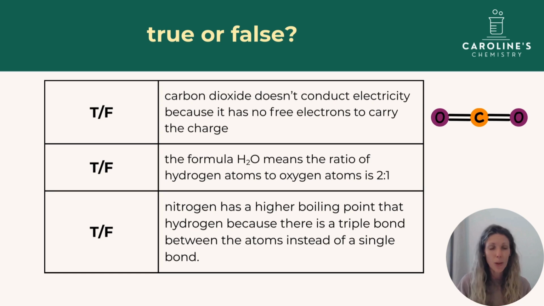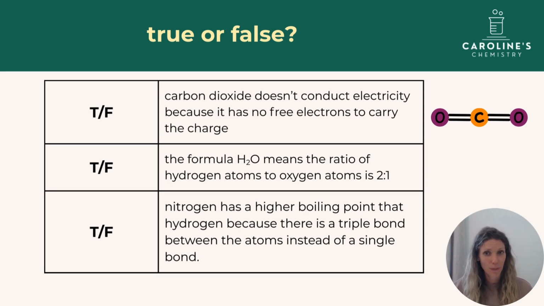Next one. The formula H2O means the ratio of hydrogen atoms to oxygen atoms is 2:1. Now, usually for most exam syllabuses, for this we would say false, because the formula H2O is referring to a molecule of H2O. And in one molecule of H2O, you have 2 hydrogen atoms and 1 oxygen atom joined together by covalent bonds. So yeah, we'd say that is false. And your actual answer is the formula means we have 2 hydrogen atoms, 1 oxygen atom joined by covalent bonds.